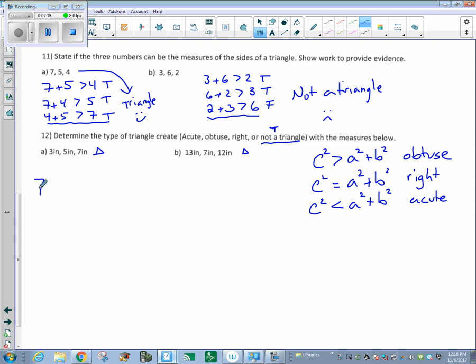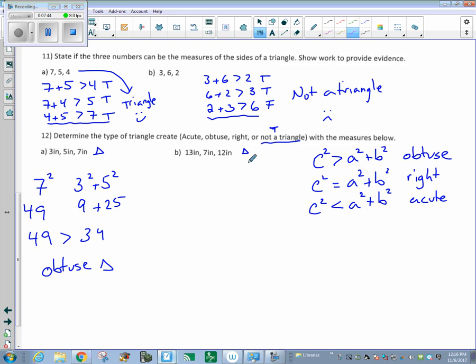So down here I'm going to say 7 squared, and then 3 squared plus 5 squared. 7 squared is 49, 3 squared is 9, and 5 squared is 25. So 49 is bigger than 34, so this follows the obtuse triangle pattern for our Pythagorean theorem.